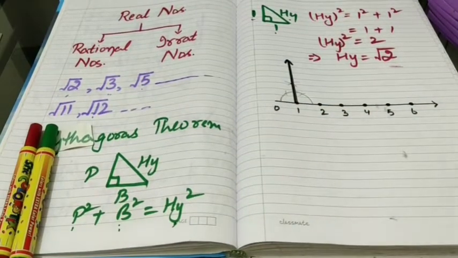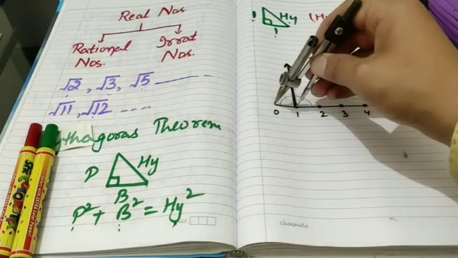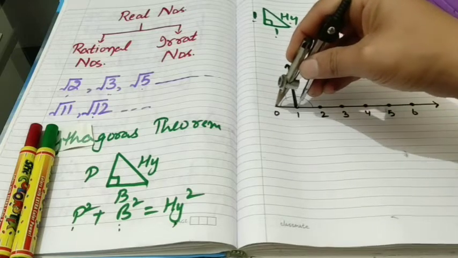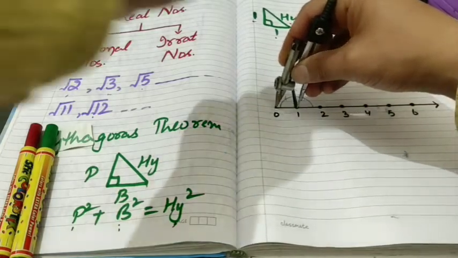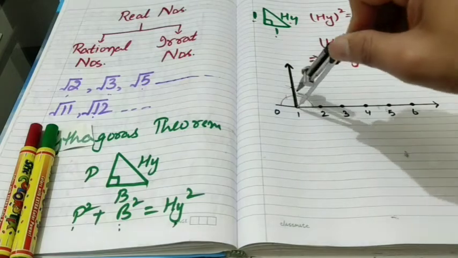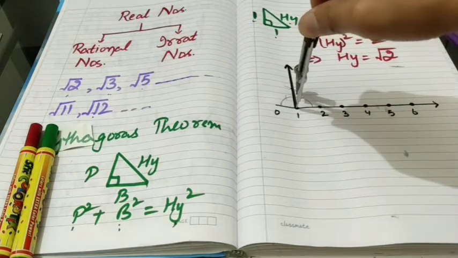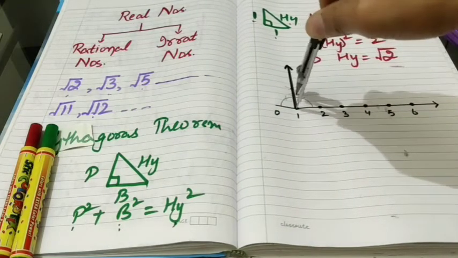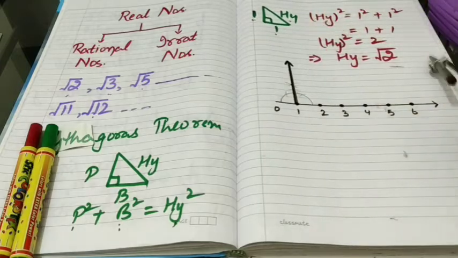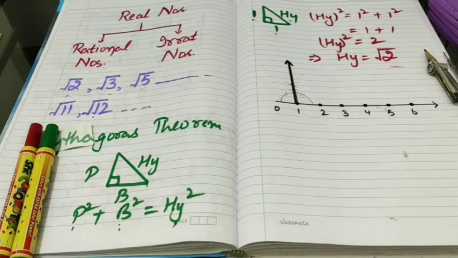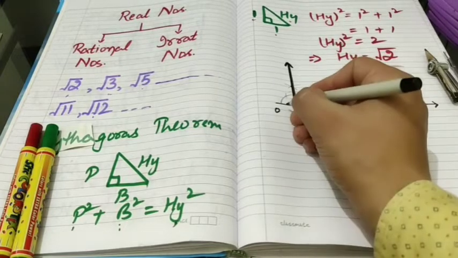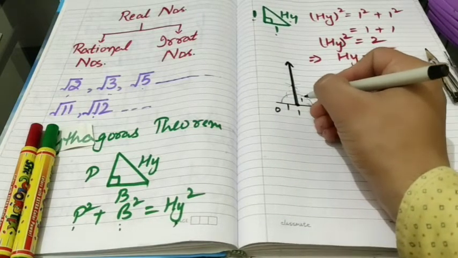For altitude of 1 unit, we will open a compass equal to 1 unit, and we have to make an arc on this ray. That is how we get base as 1 unit and altitude as 1 unit.